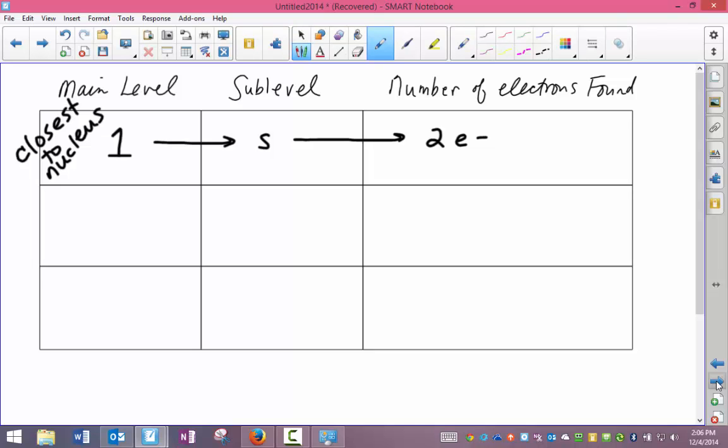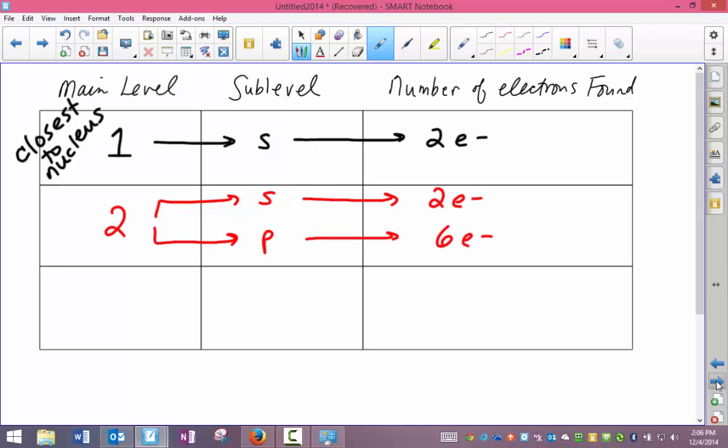Now if we get further away from the nucleus and we get to the second cloud or second main level, we're going to find 2 sublevels, and they're called S and P. In the S sublevel, you remember from the other slide, you can find 2 electrons. In the P, you can find 6 electrons. Now, in total in the whole second cloud, you're going to be able to find 8 electrons. A maximum of 8 electrons can be found in the second level.